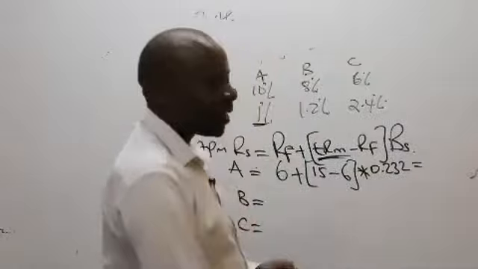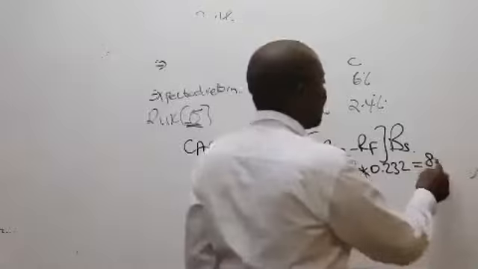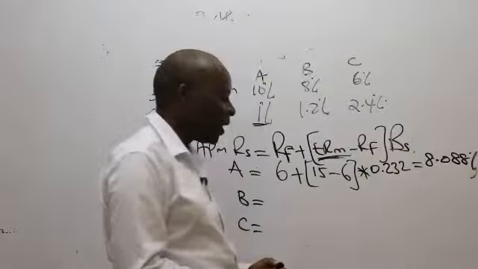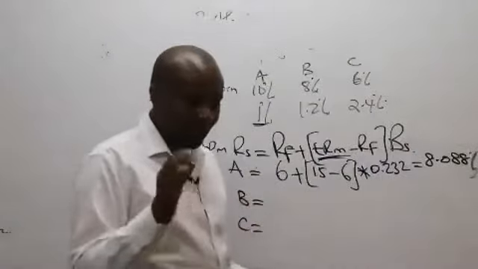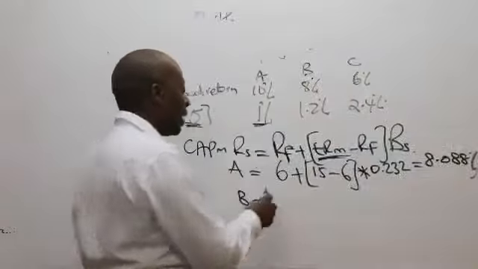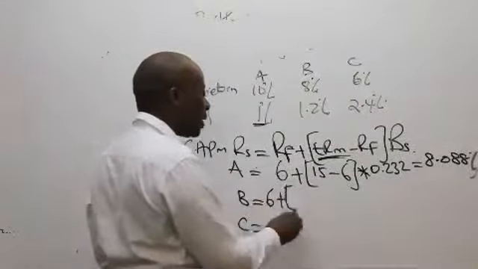Thank you. So it is 8.088%, and I like the way they are now consistent with the decimal places. There are 3 decimal places. So please go to B. B, what do we have? Every other thing will remain the same.